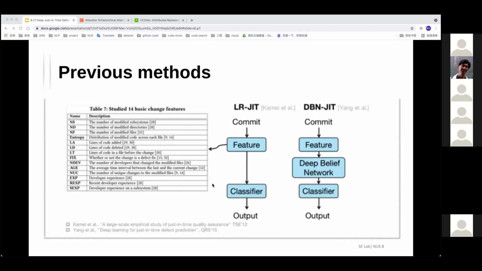Pardon, please. And how, I mean, the feature engineering? Given the commit, we have to convert it into a feature vector. What kind of features can you be specific a bit? Here are the 14 basic features he listed. The traditional features, like the lines of code added, the lines of code deleted, very naive features.